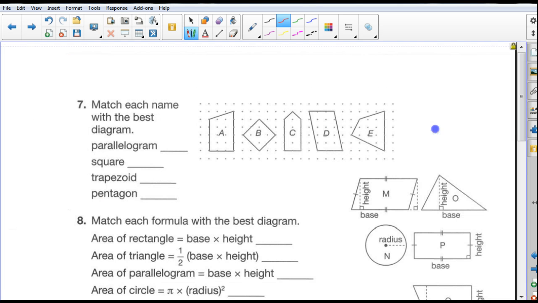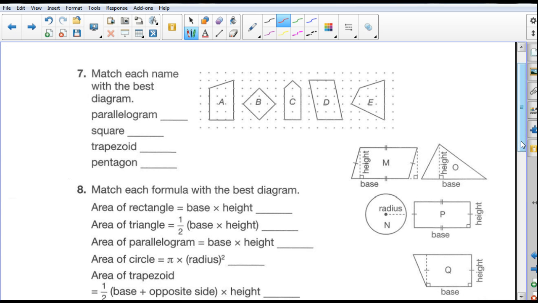All right. Number 7. Match each name with the best diagram. Well, parallelogram by the name means that some sides have to be parallel to each other. If you look at object A, B, C, and D, the best one that fits a parallelogram would be that one right there, because this side here and that side there are parallel, and that side there and that side there are parallel, so I would say that it would be D.